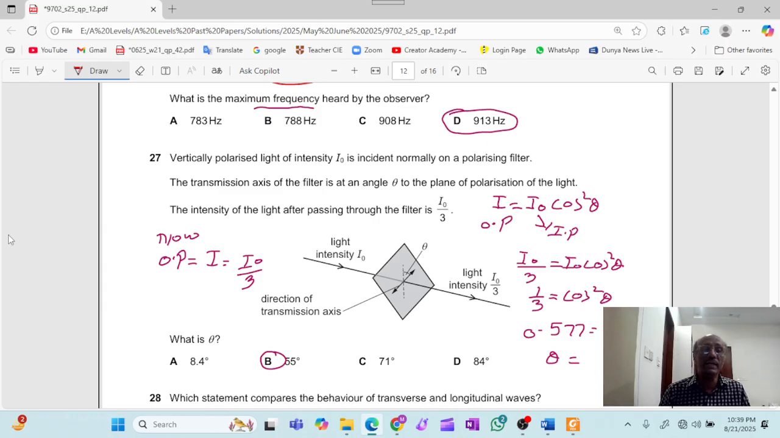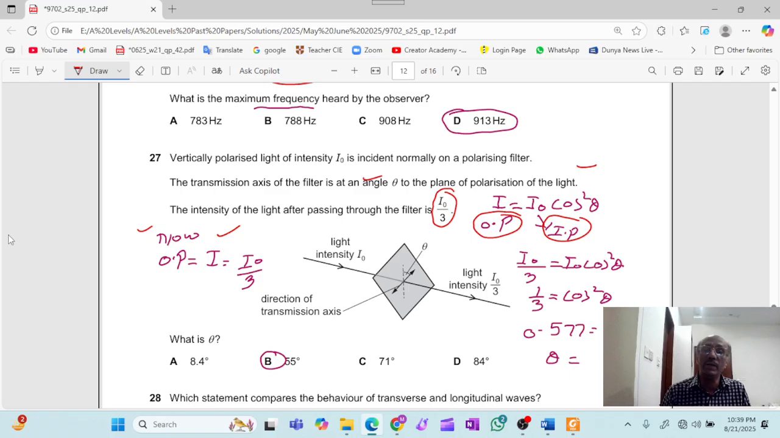The formula for polarization is I equals I0 cos squared theta. So this is the input and this is the output. Vertically polarized light of intensity I0 is incident normally on a polarizing filter. The transmission axis of the filter is at an angle theta to the plane of polarization of the light. The intensity of the light after passing through the filter is I0 over 3. So this is the value of the output: output equals input over 3. That is given in the question as well.